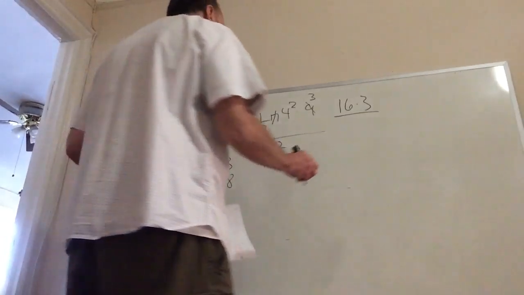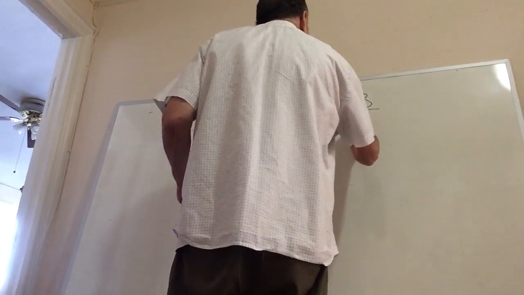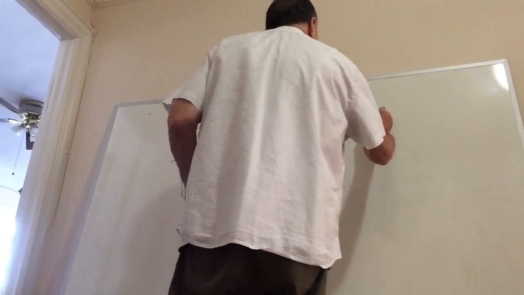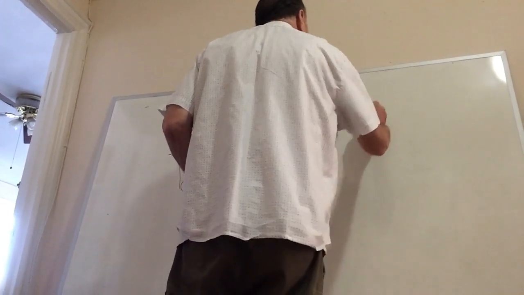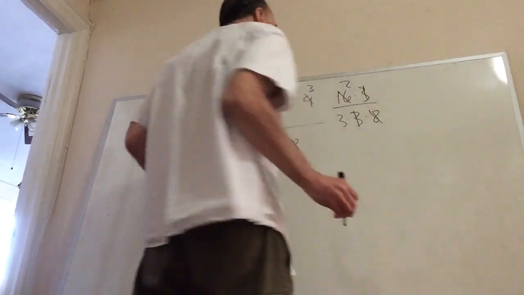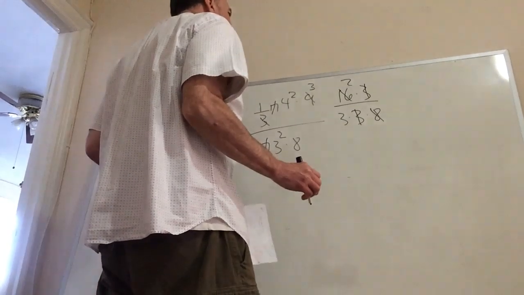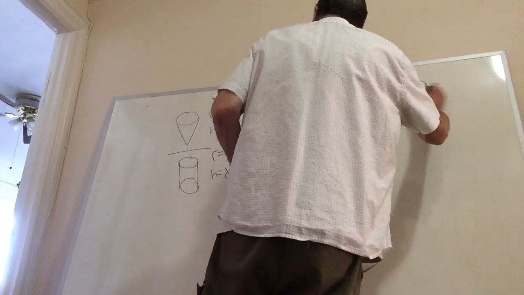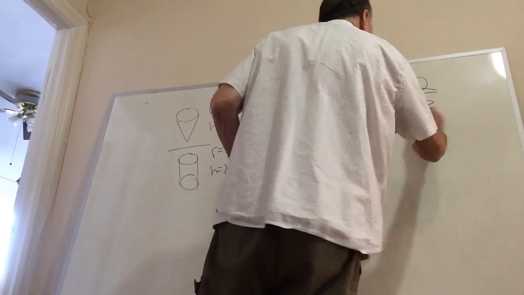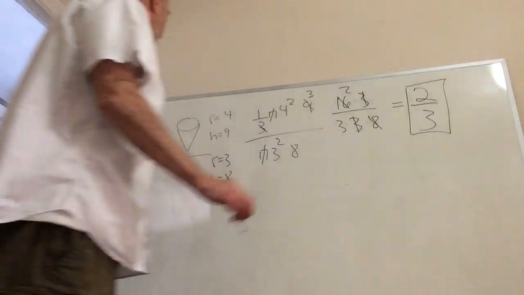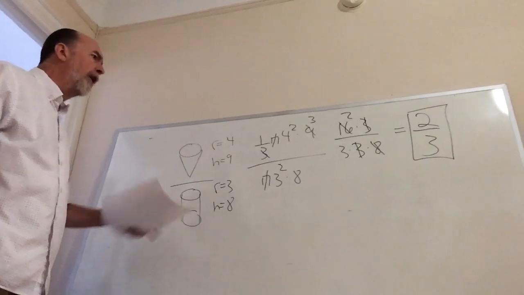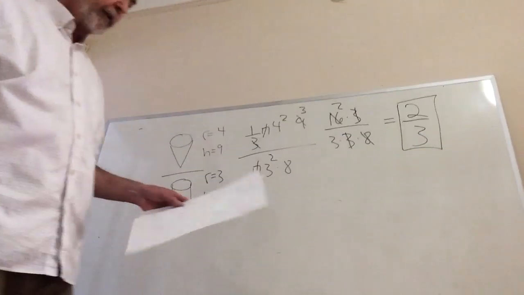And then we write that on the bottom, and we have 3 times 3, squaring the 3, and the 8, and now we're working. And what's left after we cancel the numbers easily, you should make sure you can do this. The ratio of the cone to the cylinder is 2 to 3. For every 2 cones, the volume, there are 3 cylinders.